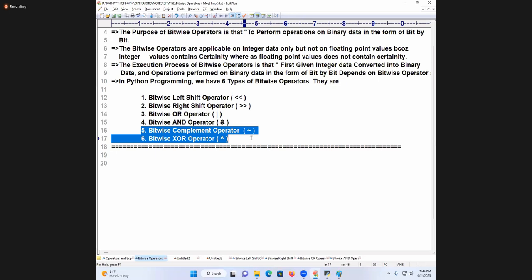Diagrams also I will upload, ma'am. Pooja, I will upload the diagrams also, ma'am. Don't worry about it. I'll upload diagrams also.